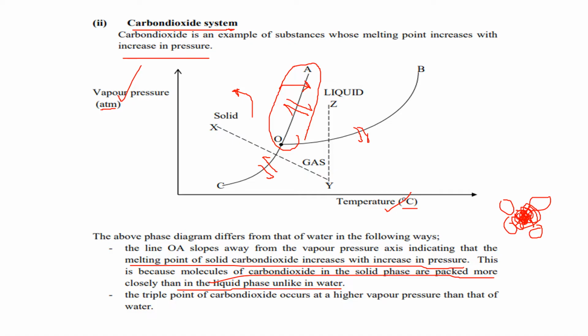so it's going to contract instead. So you're saying that the triple point of carbon dioxide occurs at a higher vapor pressure than that of water. Now these are some of the exceptions that can be concluded from the graph of water and that of carbon dioxide.